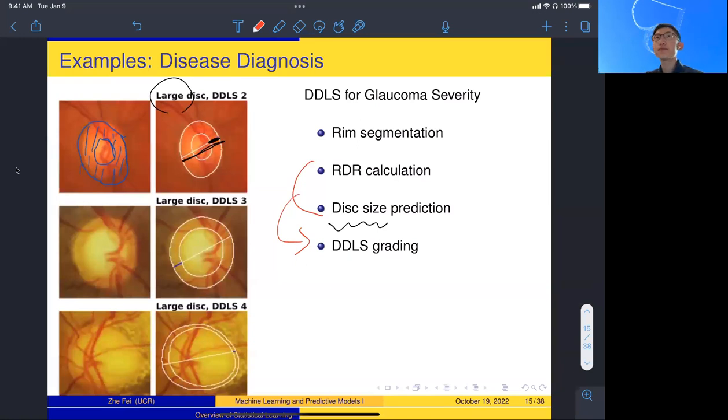From this example, we see that this is a combination of classification as well as regression for continuous measures, because here the RDR, rim to disc ratio, is essentially a continuous measure that we are interested in. And the disc size prediction is a typical classification problem. So my point is that, in real world problems, it is never a simple task of fitting a classification model, but a combination of all the tools that you have, in order to achieve real world tasks.